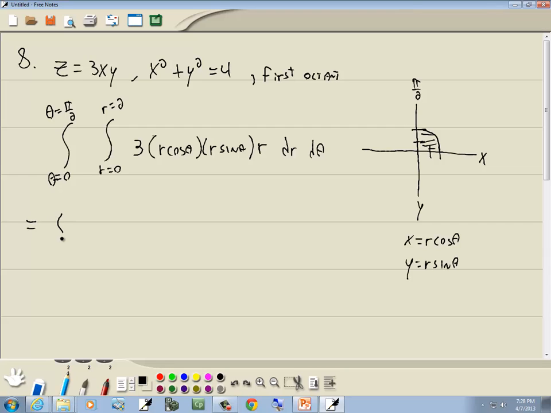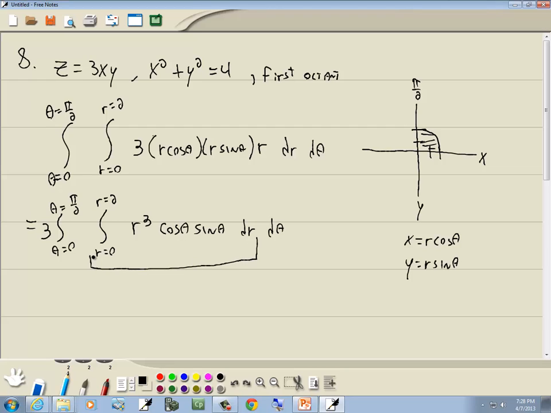So let's see what we've got. Theta is equal to 0, theta is equal to pi over 2. Actually, there's a 3 I can put clear out in front. And then r is equal to 0 to r is equal to 2. And we have an r here, an r here, and an r here. So we get r to the third, cosine theta, sine theta, dr d theta.